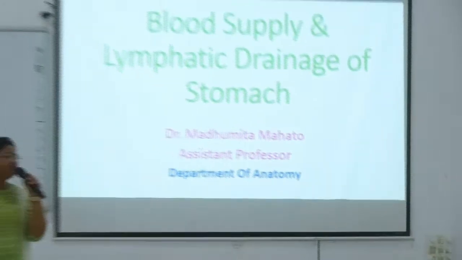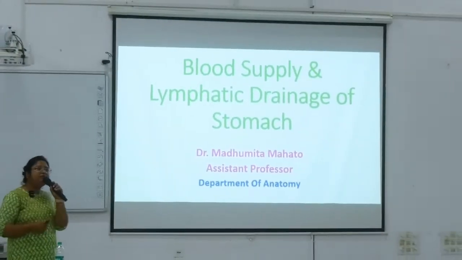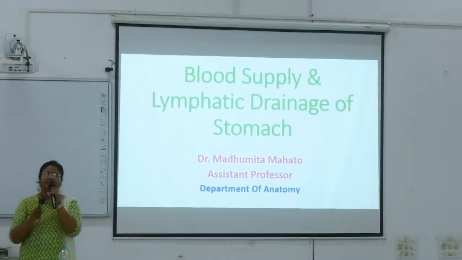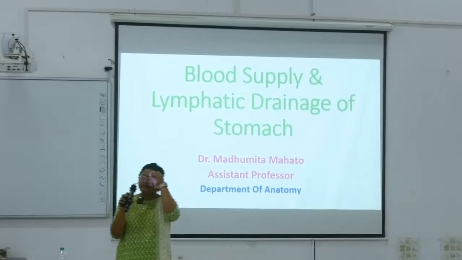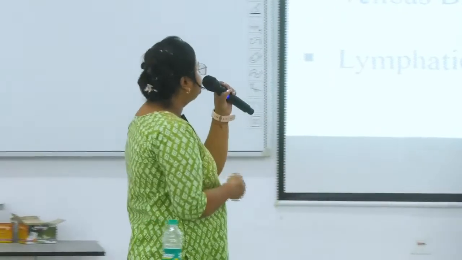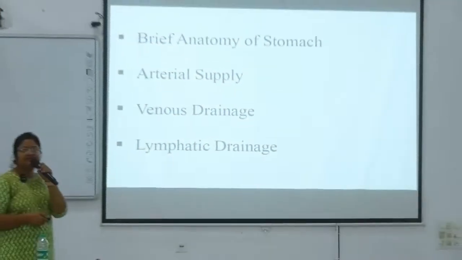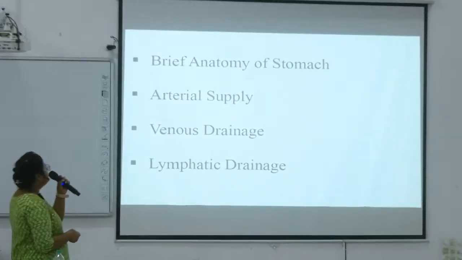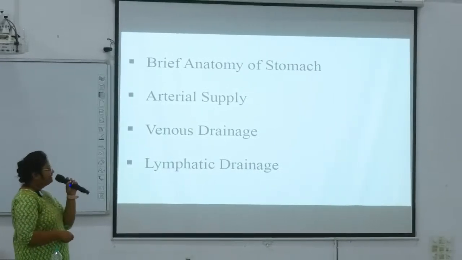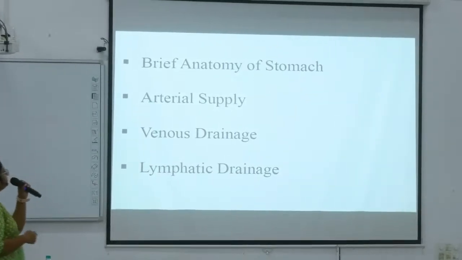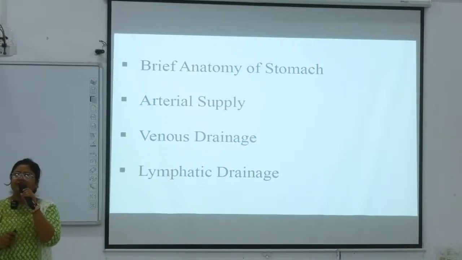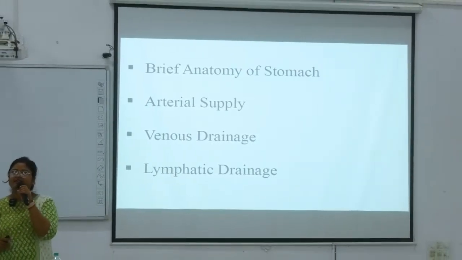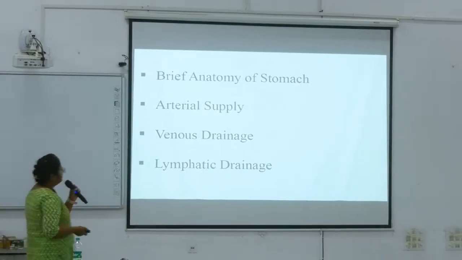Today's topic is the stomach. We learn about blood supply and lymphatic drainage of the stomach. Blood supply of the stomach is very important. First we will discuss brief anatomy of the stomach and its different parts, then arterial supply and venous drainage, then lymphatic drainage. If blood supply of the stomach comes, you have to write both arterial supply and venous drainage.